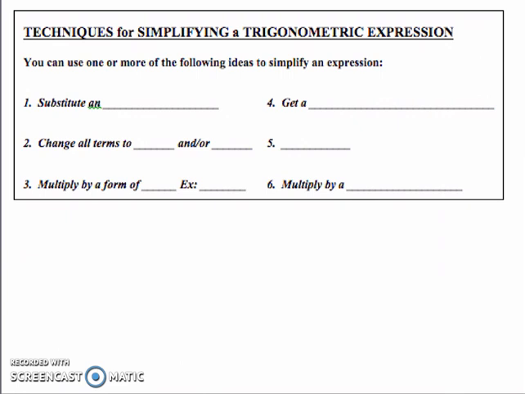So the first thing that you can do is substitute an identity. Usually we're thinking about our Pythagorean identities, but remember we have our even odd identities and we have our reciprocal identities as well. The second thing, and probably the thing that you are going to use most often, is to change all of your terms to sine or cosine. Another technique is to multiply by a form of 1. And this might be if you're trying to make a common denominator or something like that.